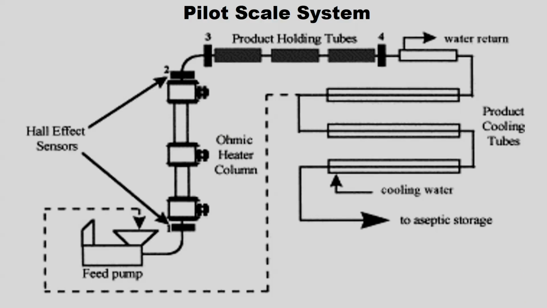This is the pilot scale system. If you see here, this is a feed pump, mostly a positive displacement pump. This is your ohmic heater column. You have 3 different sections. This is the Hall effect sensor. The Hall effect sensor is just to measure the voltage.